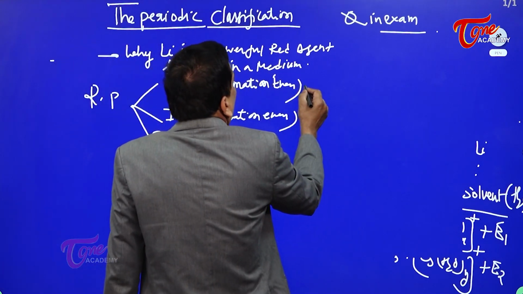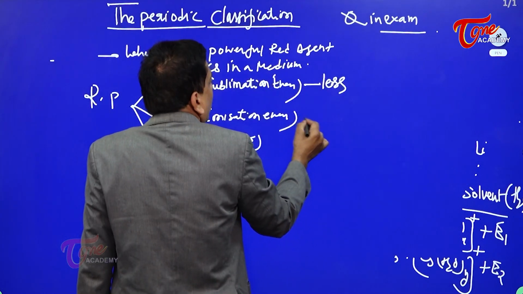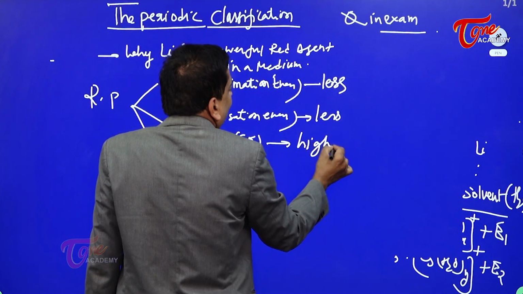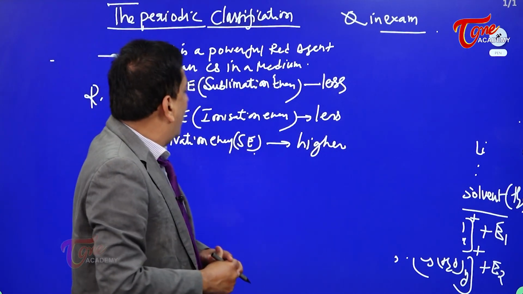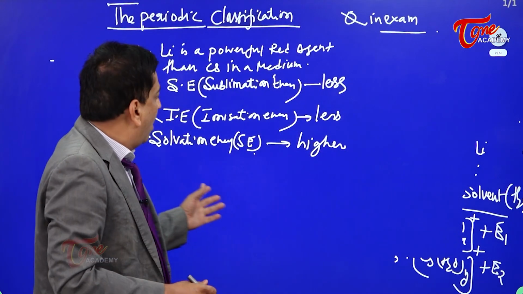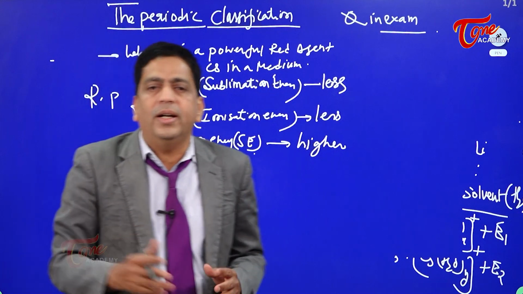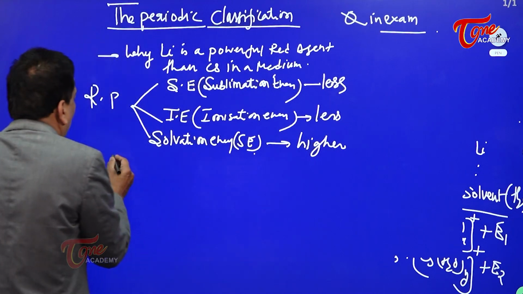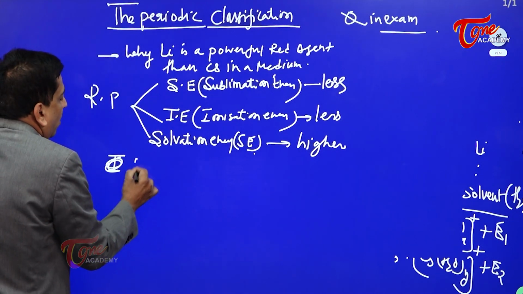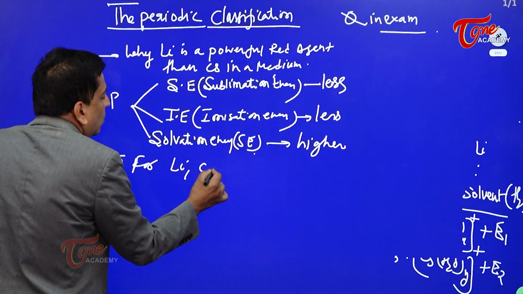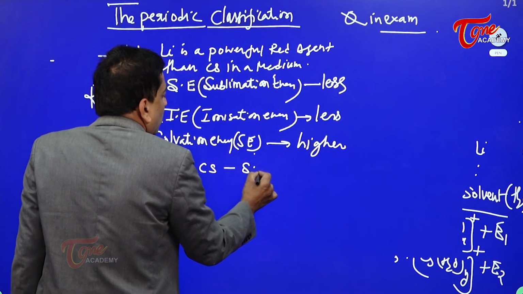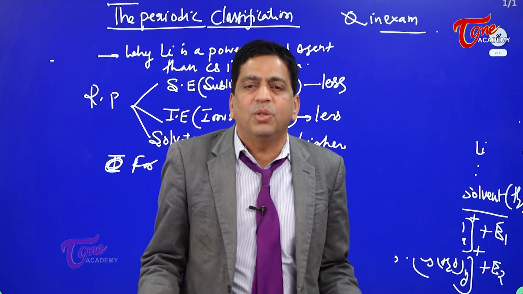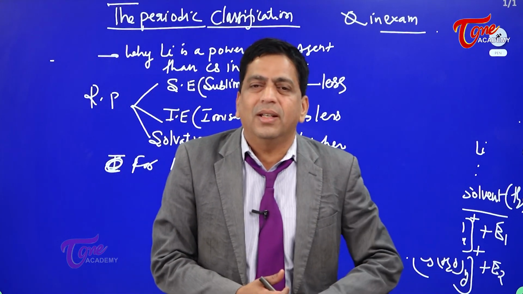We are basically looking for sublimation energy to be less, ionization energy to be lesser, and the solvation energy to be higher. Right? So sublimation energy less, ionization energy less, and then the solvation energy is to be on the higher side. You must understand. Right? If this is the case, then for these two elements, lithium and cesium, the sublimation energies are the same. They are the same, so there is nothing to choose between the sublimation energies of lithium and what? Cesium. There is absolutely nothing to choose between them.